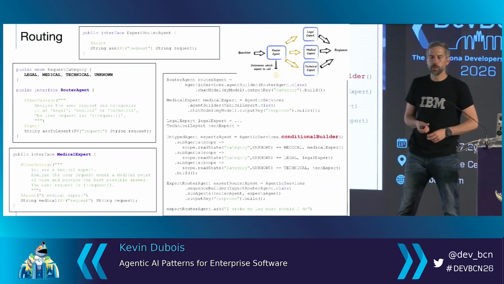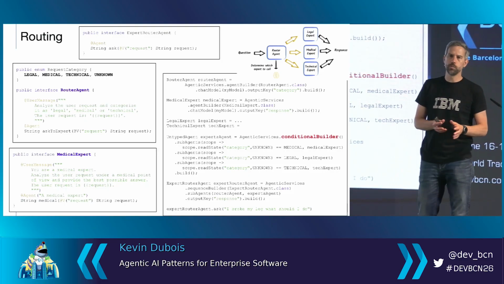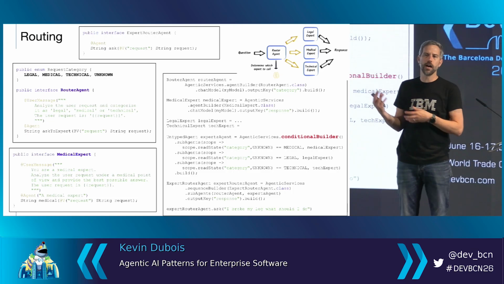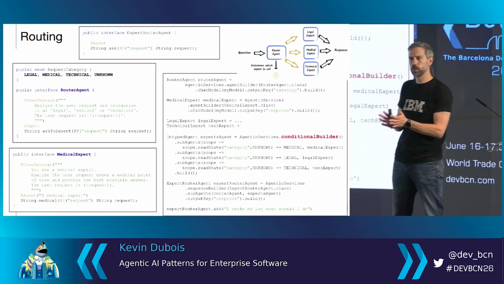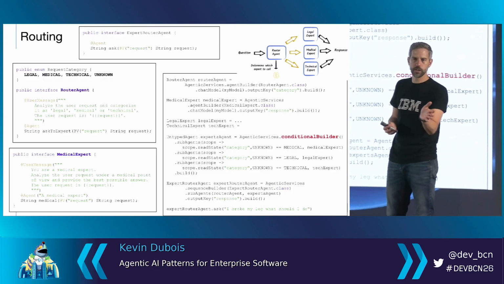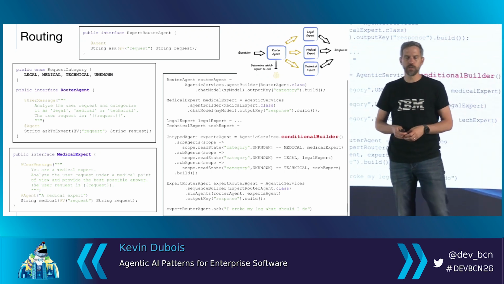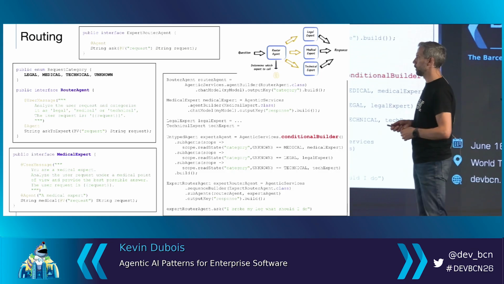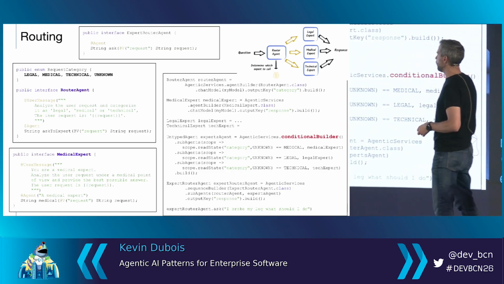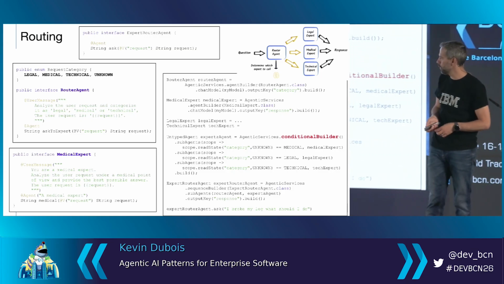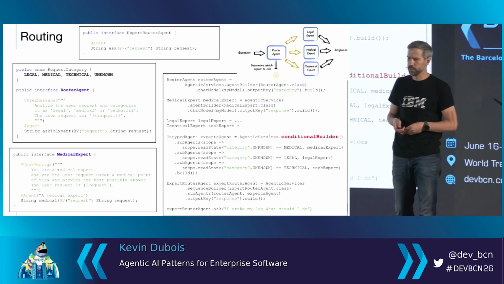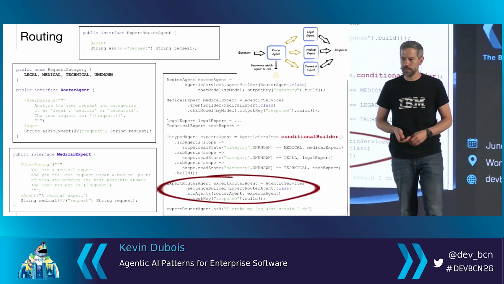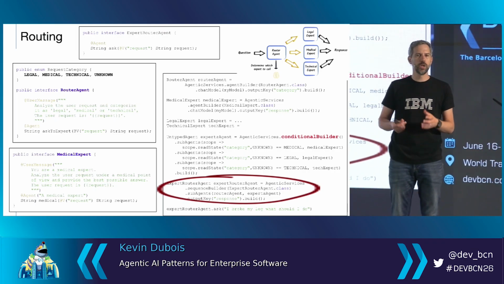And then you have routing as well, where you basically are going to tell your agentic system to use an agent based on a condition. So if that condition is true, then use that agent. If not, use another agent or don't use any at all. So you can route basically which kind of agents you want to use. So in this case, we have a medical expert, we have a legal expert, and we have a technical expert. So we're basically going to route based on a certain condition which agent should be called.